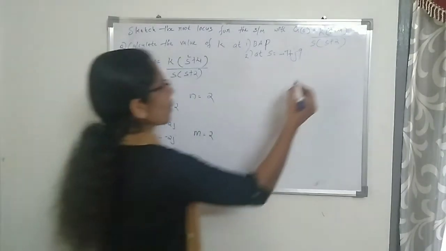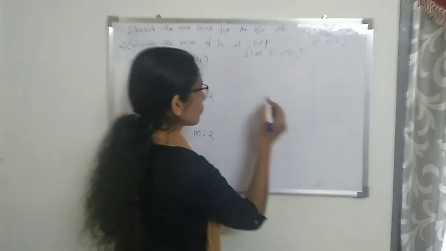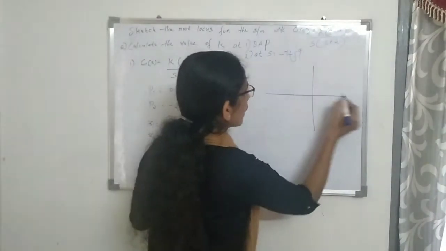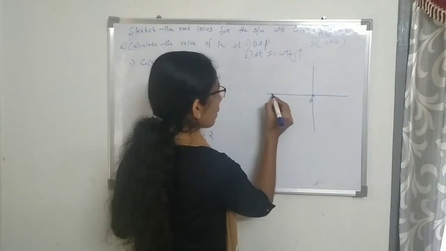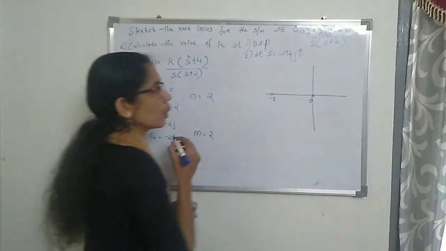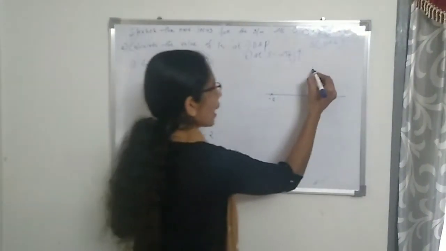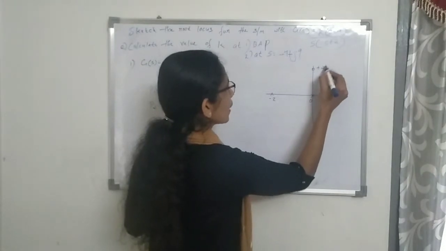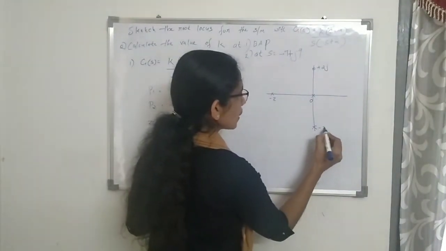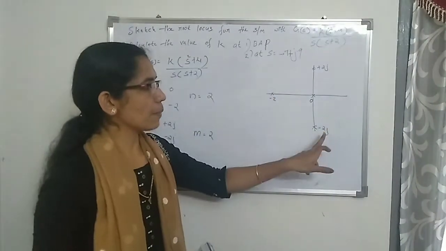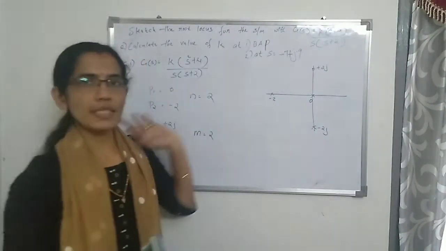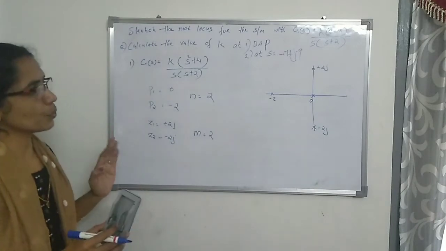Now mark the points on the axis. The poles are 0 and -2. Next, the zeros are +2j and -2j.